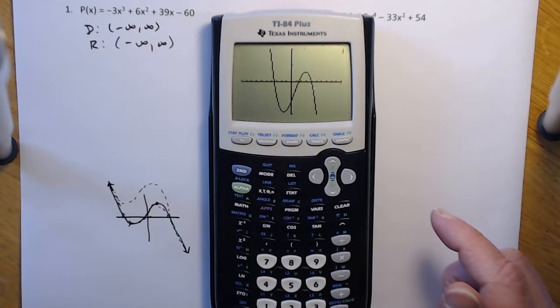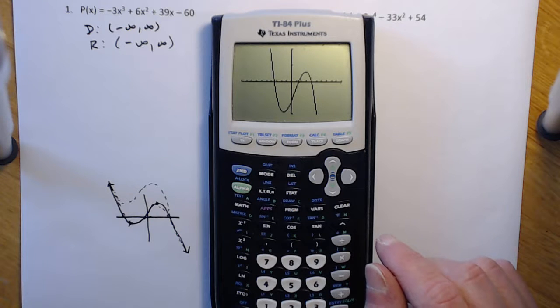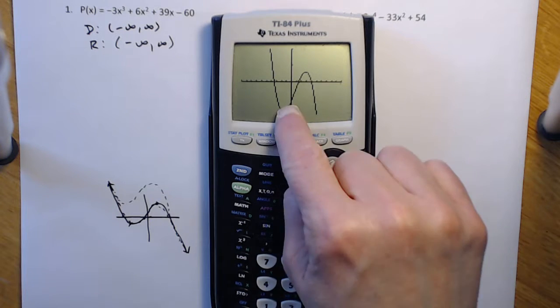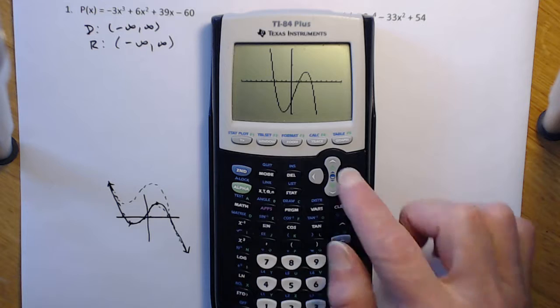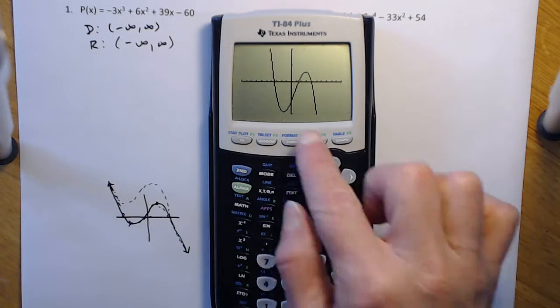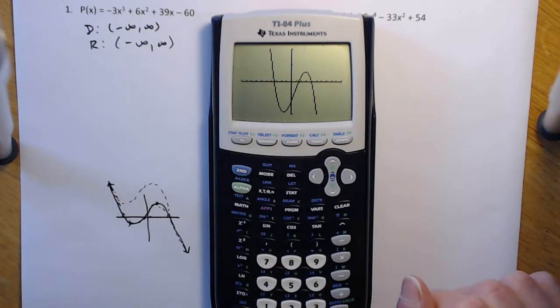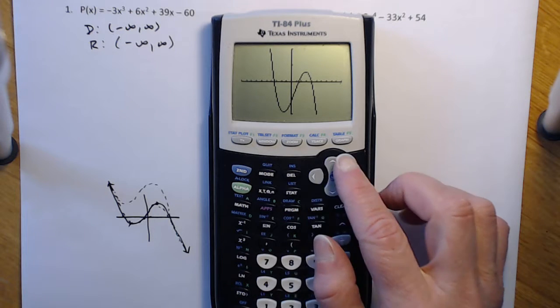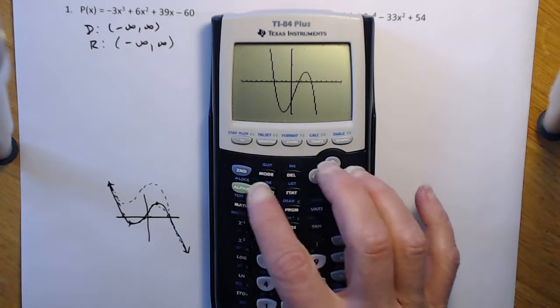And you can see I'm in pretty good shape. I know I can't be missing anything. If it's a degree 3, there can only be at most 2 turnarounds, and I can see them both. For a degree 3, there's at most 3 zeros, and I can see them all. So I'm all set to go. We won't find all of these, but let's do the max and the min.